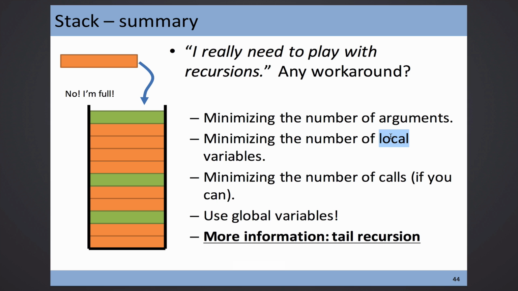And of course, you may think of a way to minimize the number of calls. Let's say you use a for loop to call it 5 times in order to make 5 recursions. I don't know whether you can do it. Okay? So I think I should stop here. Of course, use global variables. I love it.